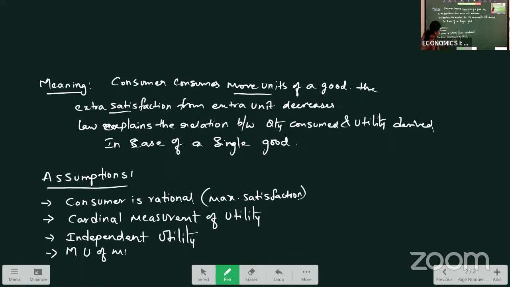Marginal utility of money is constant. Marginal utility means what? As we have discussed in our previous class, marginal utility means additional satisfaction from additional unit of money. Whatever money we are using, extra money you put, the extra satisfaction we are getting is constant. We are assuming that, right? This is just an assumption. Marginal utility of money remains constant over here.